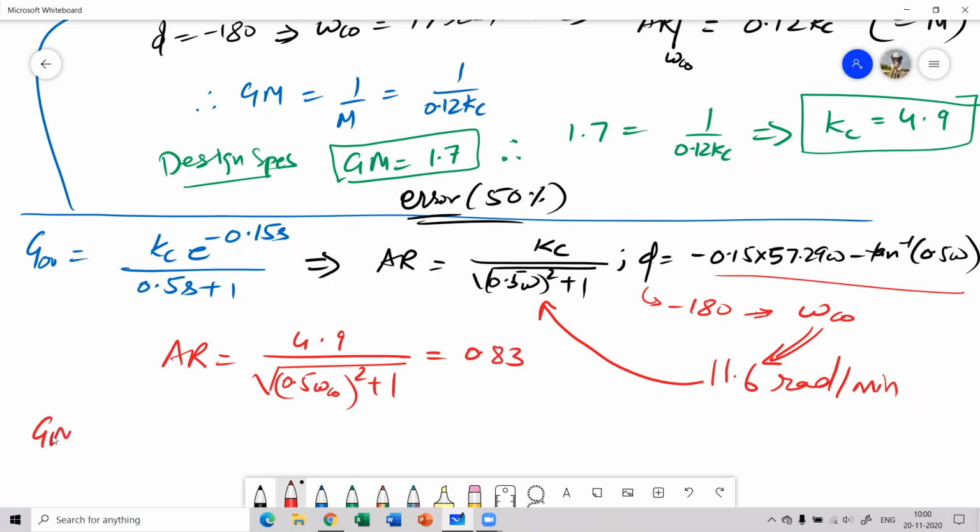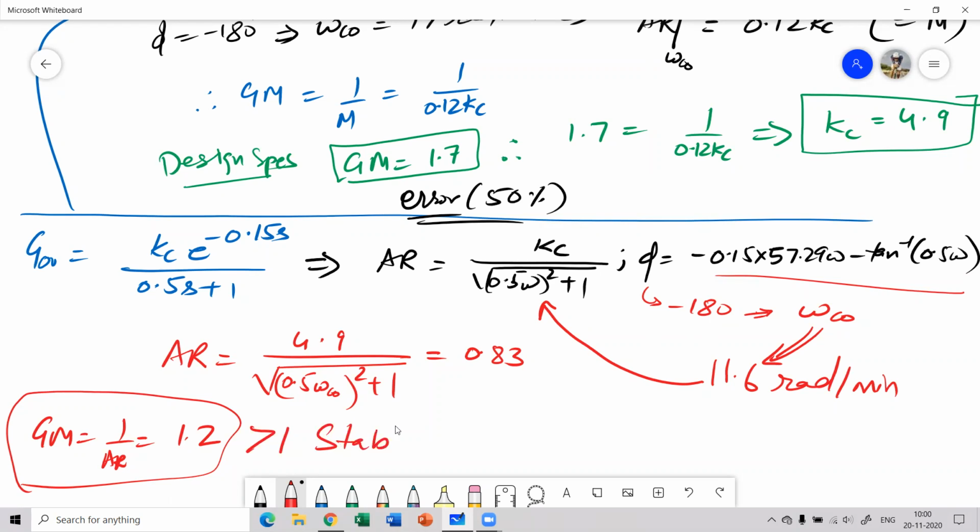So what is the gain margin? Gain margin is 1 by AR. So how much is 1 by AR? AR is 0.83, so 0.83 inverse comes out to be 1.2. Now you can clearly see gain margin is greater than 1. So according to Bode stability, it is greater than 1, so the system is still stable. The system is still stable.